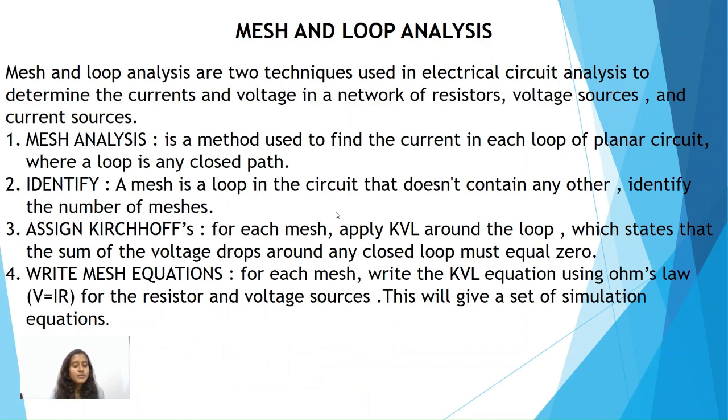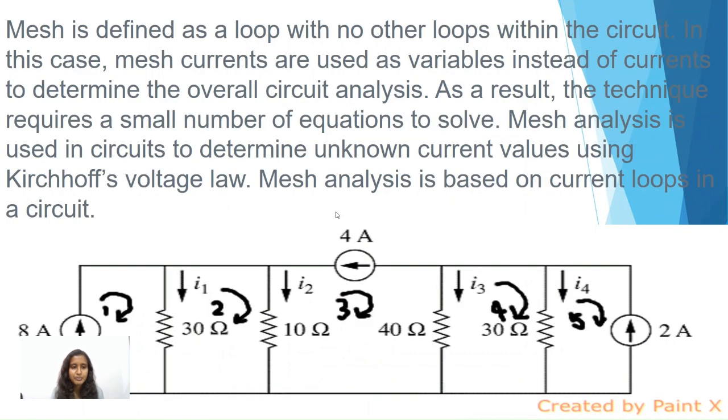Assign Kirchhoff's voltage law. For each mesh, apply KVL around the loop, which states that the sum of the voltage drops around any closed loop must be equal to 0. Write mesh equations. For each mesh, write the KVL equation using Ohm's law for the resistors and voltage sources. This will give a set of simultaneous equations.